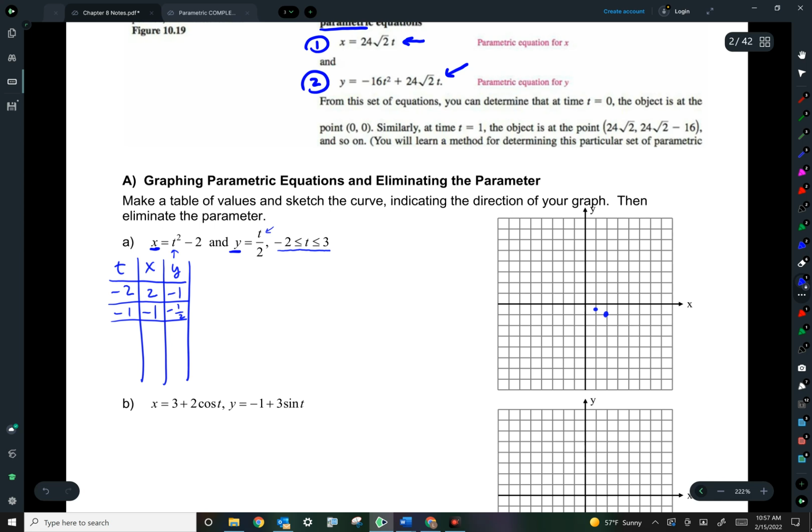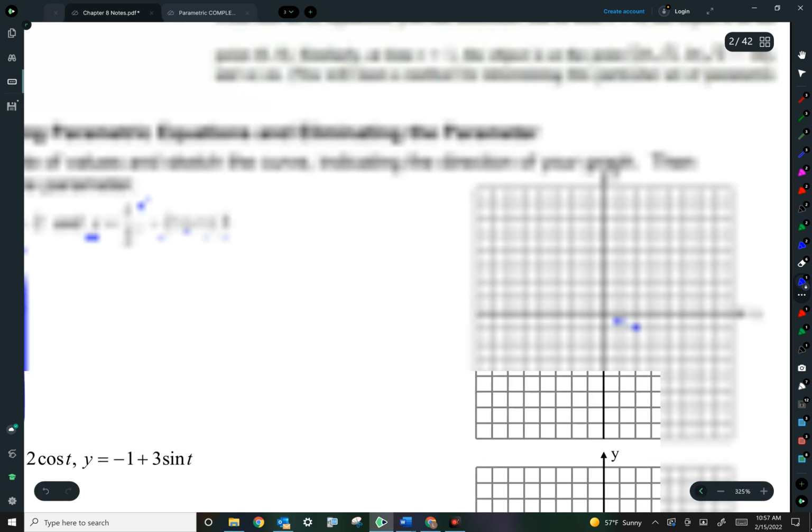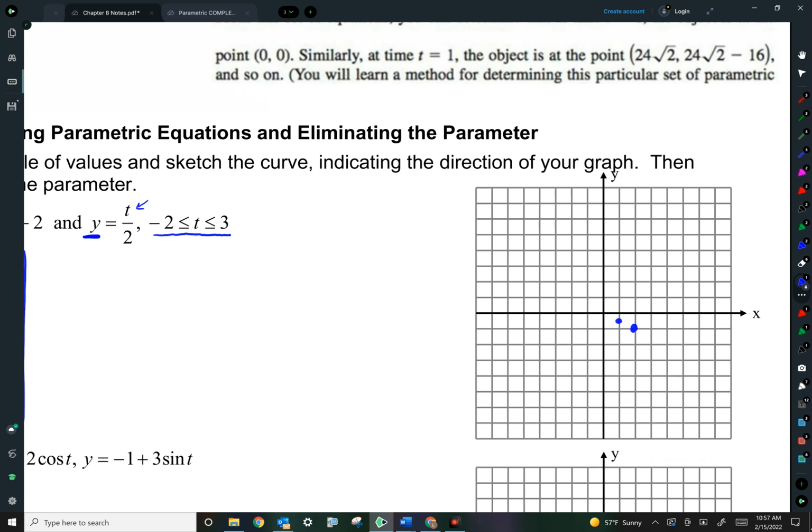Okay, so I'm kind of going backwards because I'm progressing in the order of t from -2 to -1 and so on. So I've gone from, let me make this a little bigger just to show you, I've gone from that first point to the second point, and I could show an arrow to show which direction I'm going.